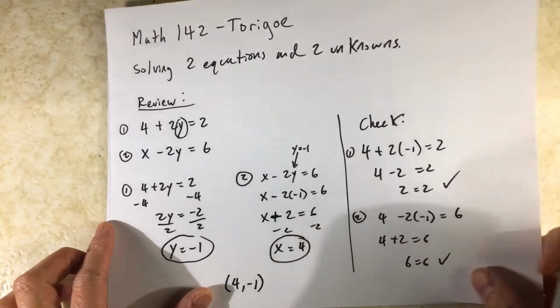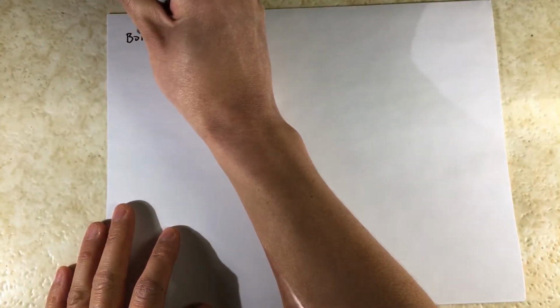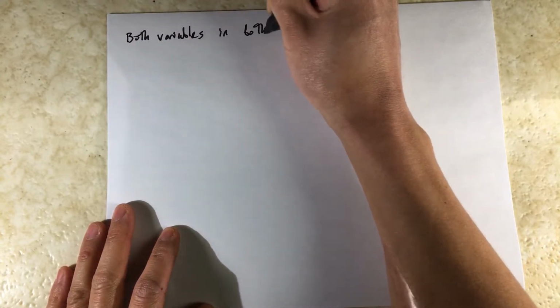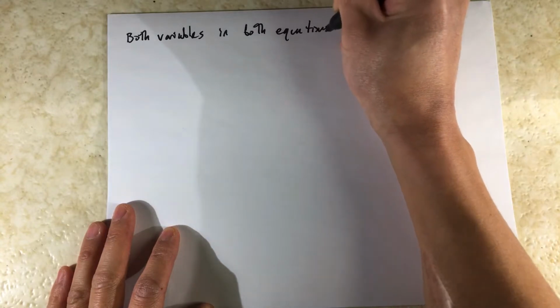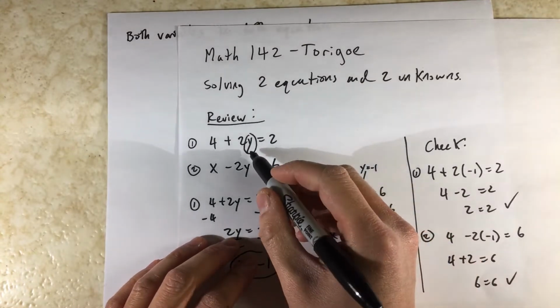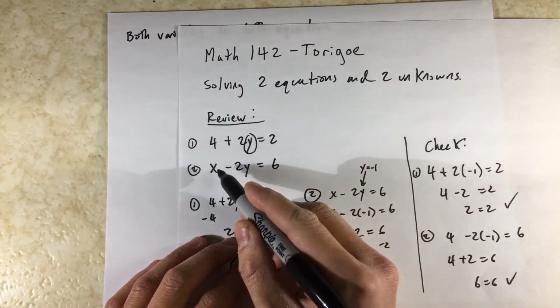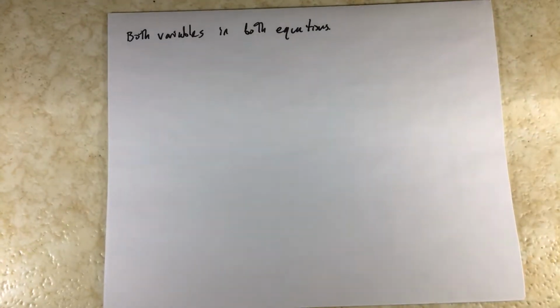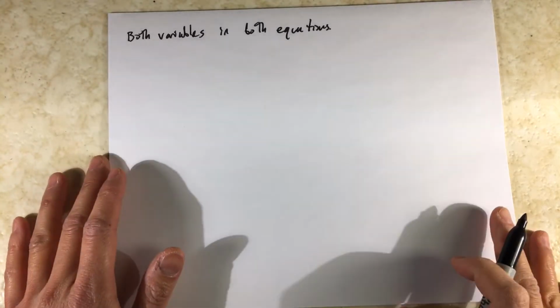Okay, great. So now what we're going to do is a more complex version of that same kind of problem. And what makes it more complex is if you see both variables in both equations. If you look at this previous one that we saw, you notice that there was one of the equations that only had y, whereas this equation had x and y. So we're going to look at equations where both equations have both x and y. And that makes it a little bit more complicated, and that's basically the new thing that we're going to do in this lecture.